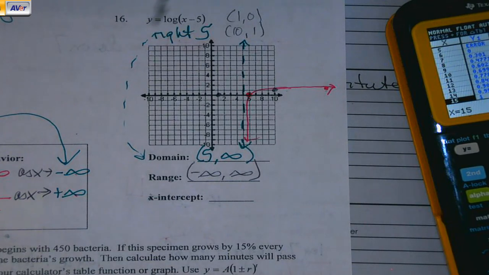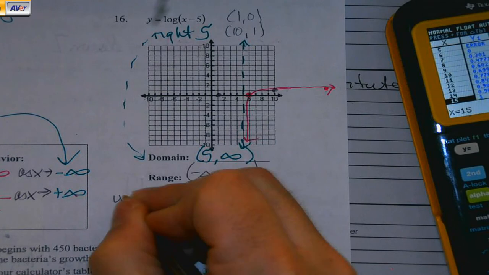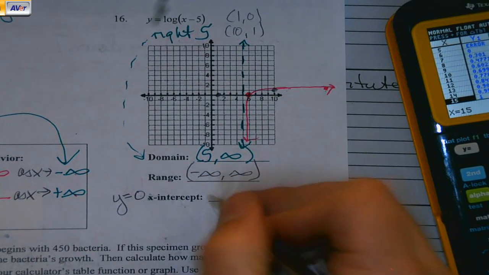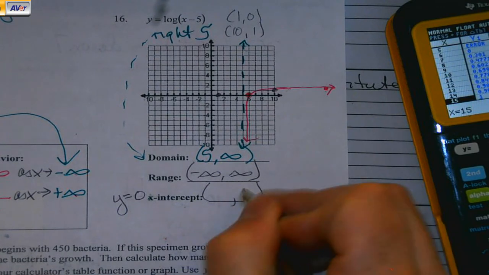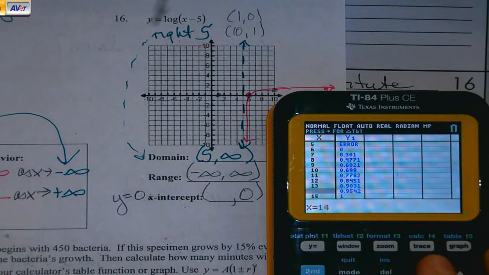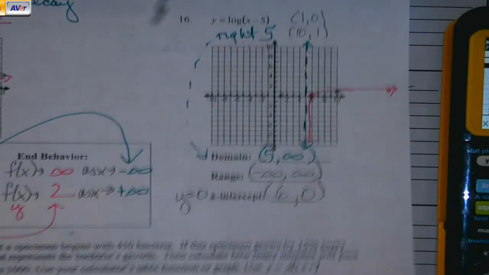I didn't ask for end behavior. I asked for the x-intercept. Now, reminder, the x-intercept occurs when y equals 0. And it's a coordinate point. It's not x equals, it's not just a number. And I get fortunate this time, because when I scroll up, I notice there's y equals 0. So I can just write it down. But let's just say it's not quite that simple tomorrow.